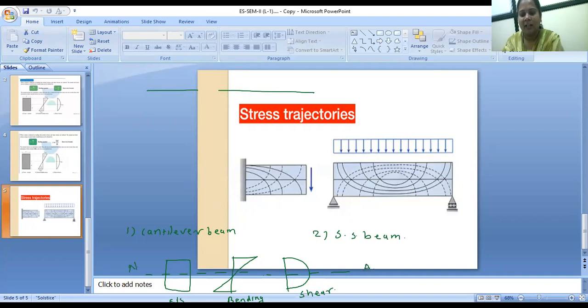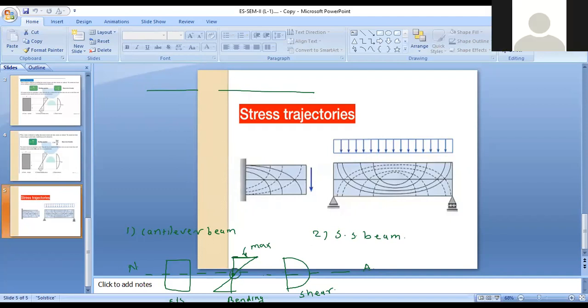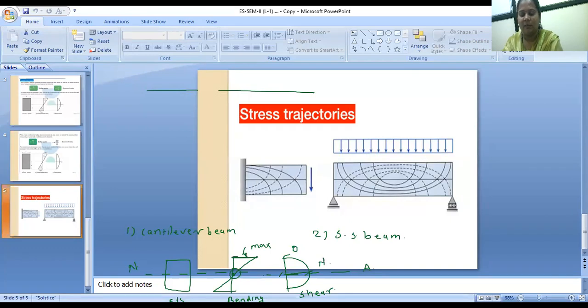At the neutral axis, normal stress or bending stress is 0, and at the extreme fiber, bending stress is maximum. Meanwhile, shear stresses are 0 at the extreme fiber and maximum at the neutral axis. Clear that?